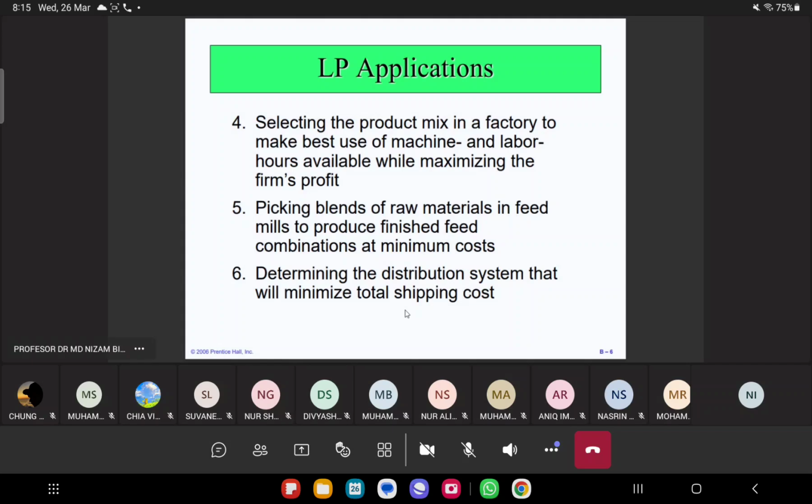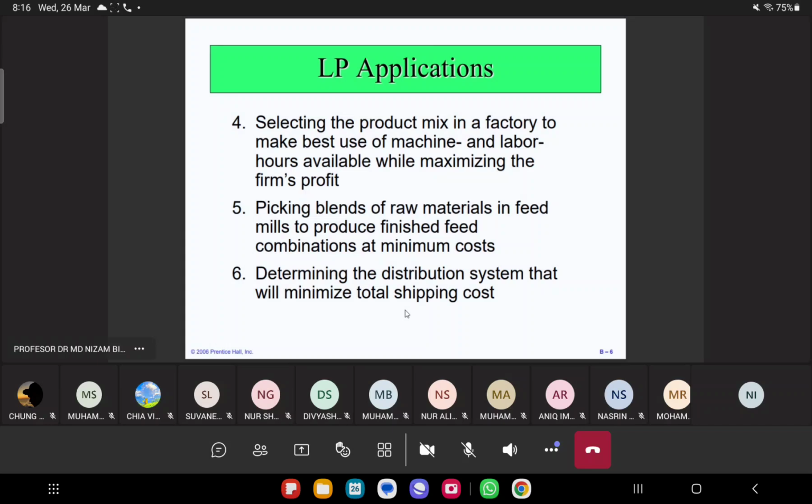The next example is picking blends of raw materials in feed mills to produce finished feed combinations at minimum cost. Usually feed mills refers to the operation to make animal food. Okay.